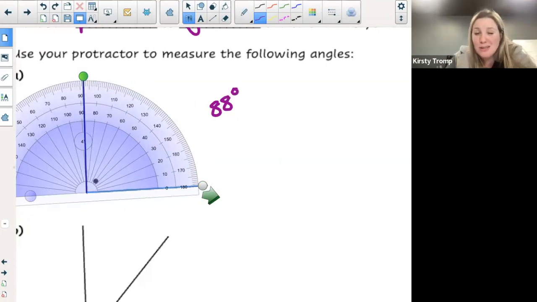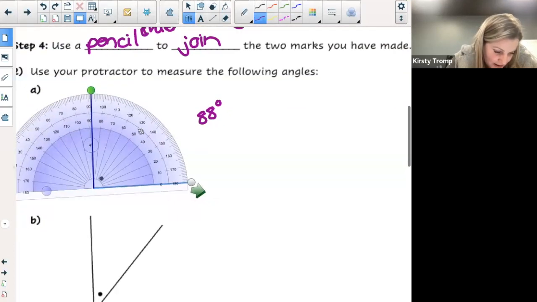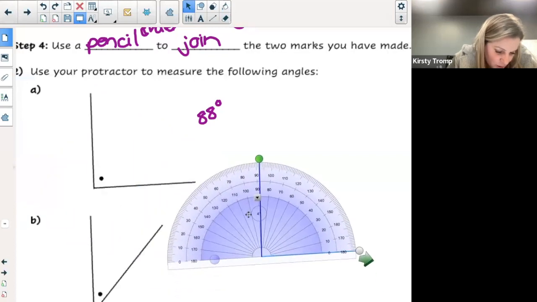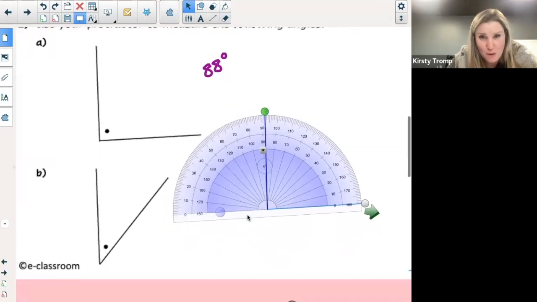Sometimes what I say to students is, be careful, use your logic. You can see that this angle is less than 90 degrees. So if you're getting a weird answer, or you think it's about 90 degrees, or you're getting something like 120 degrees, then you know you've made a mistake. Go back and remeasure your angle.